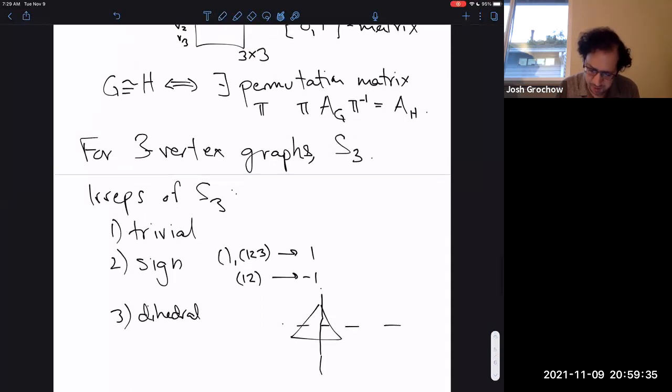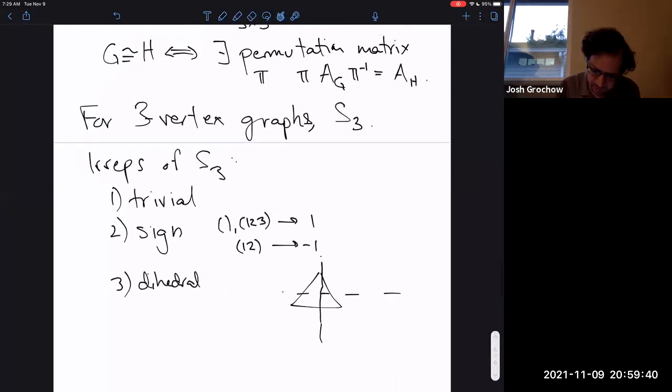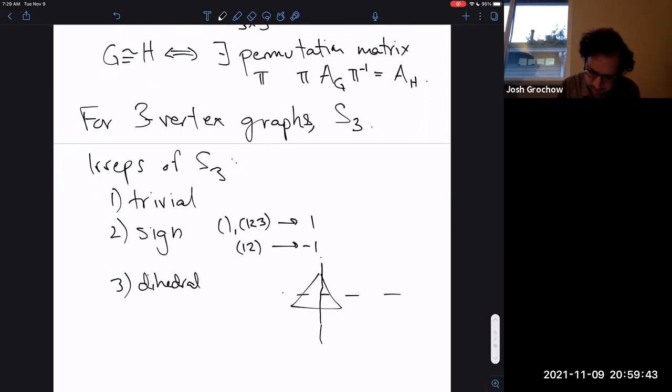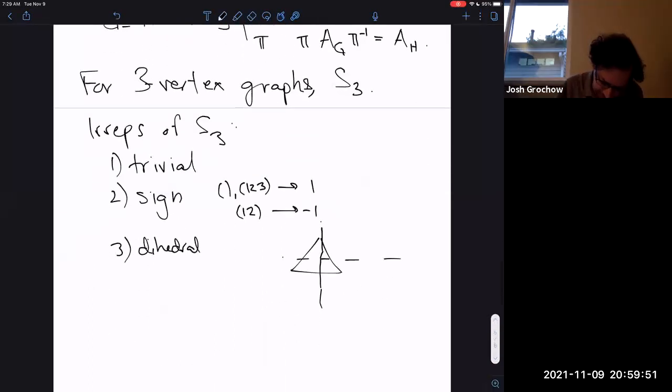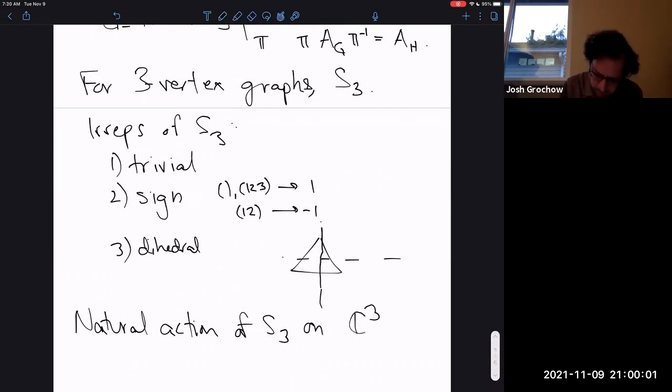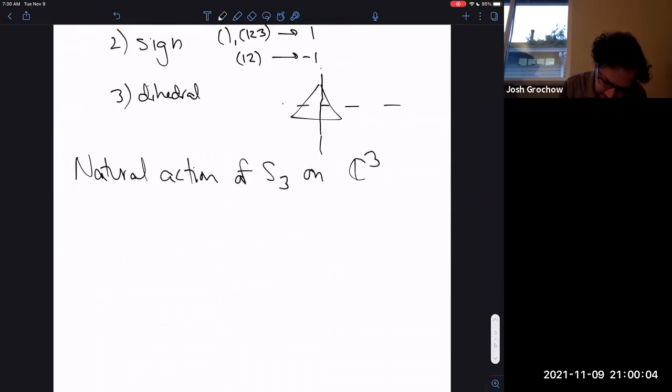And now what is the space we're acting on? Well, what is this action in terms of representations? So first of all, what's the action even just on permuting these things? It's none of these things, right? So the natural action of S3 on C3 just by permuting coordinates. It turns out that this is a copy of the trivial representation and the dihedral representation.